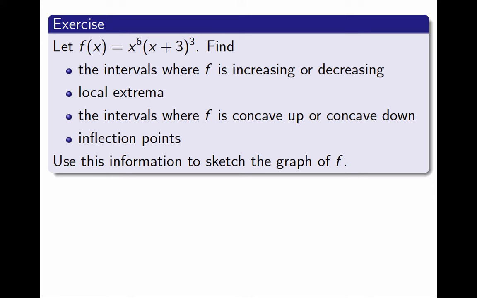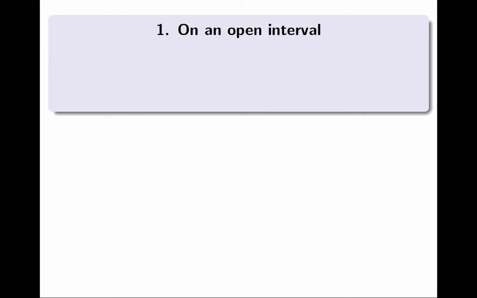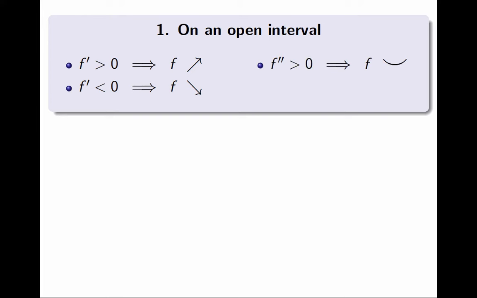Before doing anything else, let's remember the tools at our disposal. First, on an open interval, if the first derivative is positive, then the function is increasing. If the first derivative is negative, then the function is decreasing. If the second derivative is positive, then the function is concave up. And if the second derivative is negative, then the function is concave down. That's on an open interval.